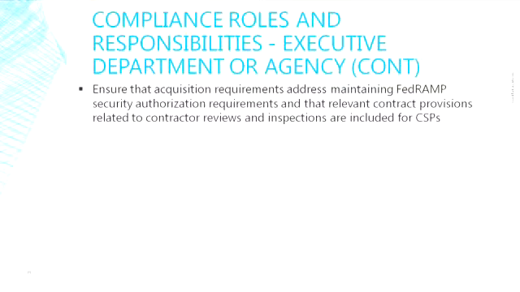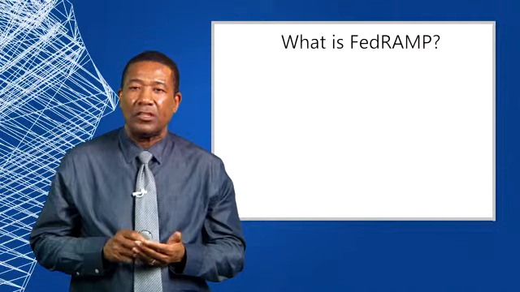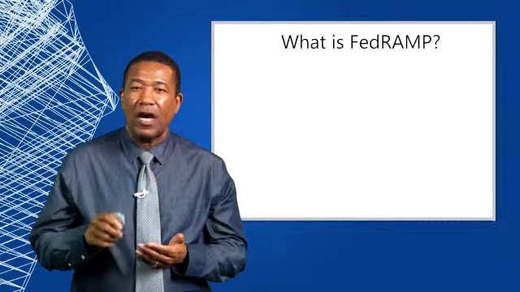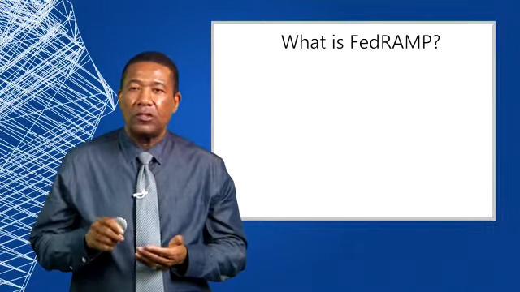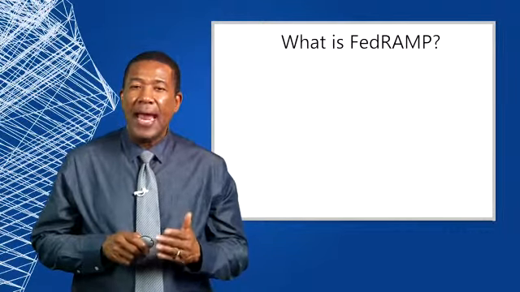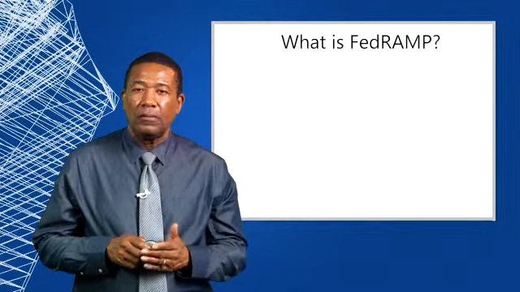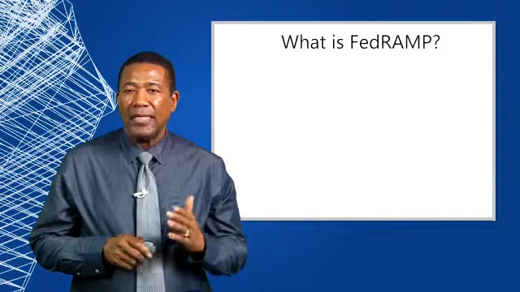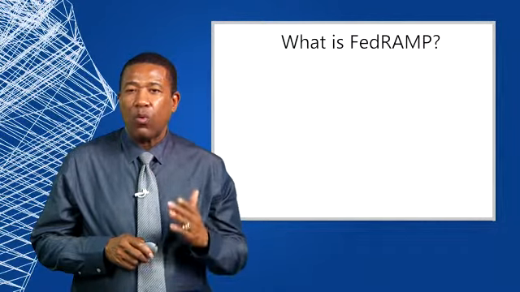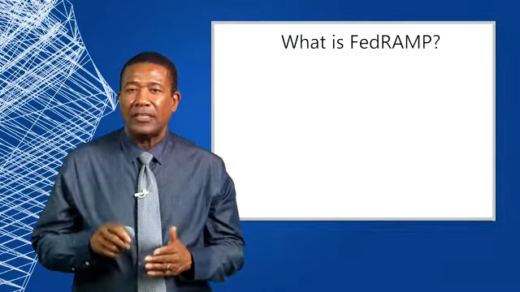Executive agencies and departments must ensure that the acquisition requirements address maintaining FedRAMP security authorization and that relevant contract provisions related to the contractor review and inspections are included. Consistent with DHS guidance, they must require that the CSPs route their traffic such that the service meets the requirements of the Trusted Internet Connection Program.